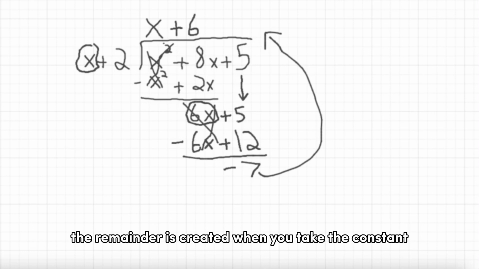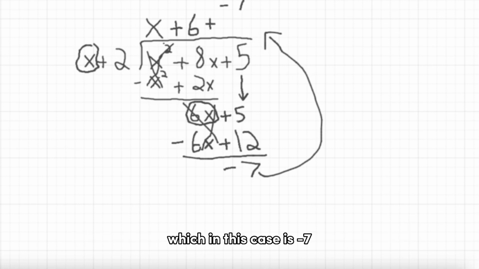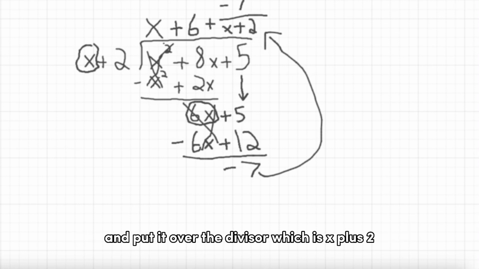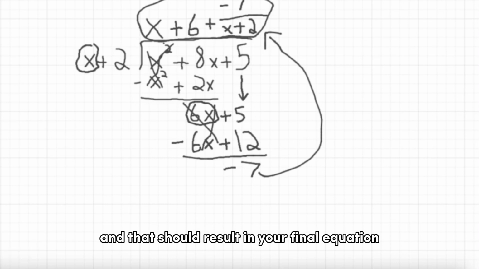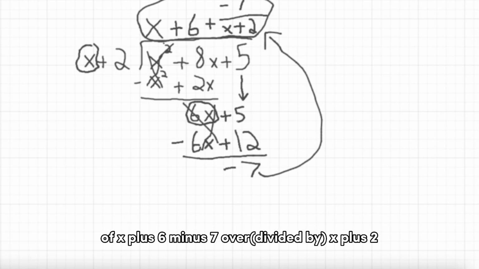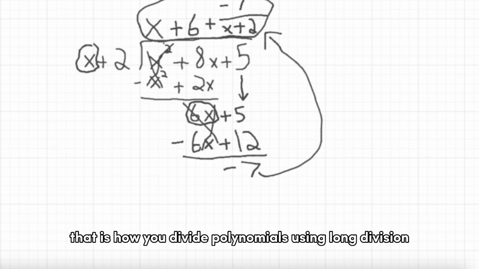The remainder is created when you take the constant, which in this case is negative 7, and put it over the divisor, which is x plus 2. And that should result in your final equation of x plus 6 minus 7 over x plus 2. That is how you divide polynomials using long division.